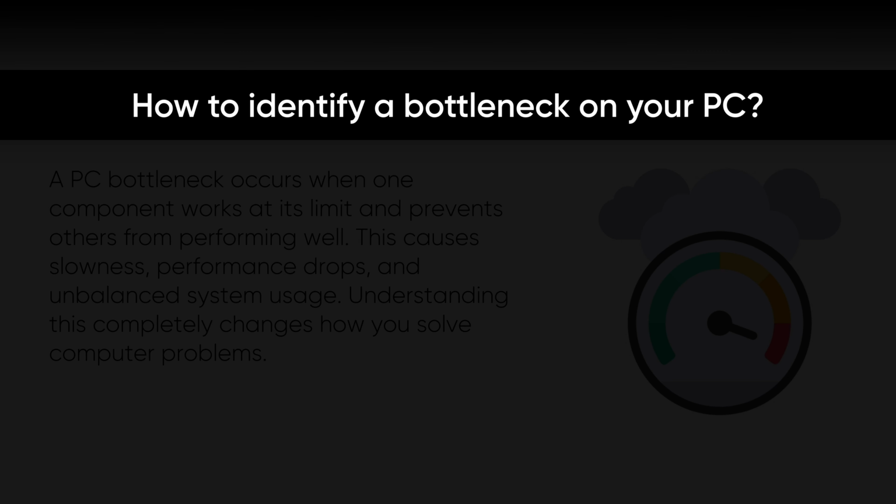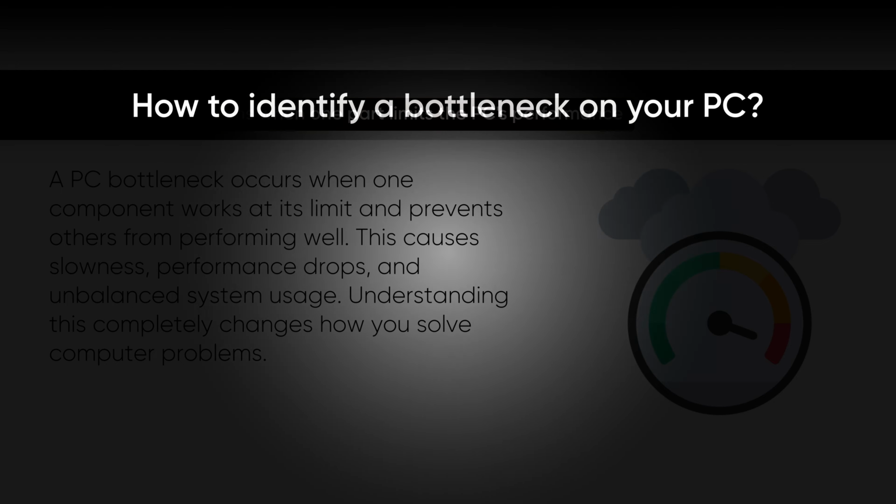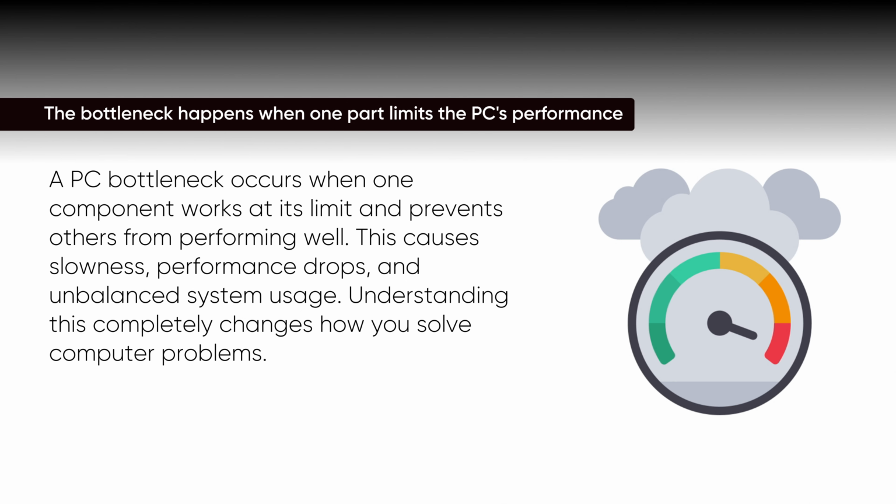How to identify a bottleneck on your PC. A PC bottleneck occurs when one component works at its limit and prevents others from performing well. This causes slowness, performance drops, and unbalanced system usage. Understanding this completely changes how you solve computer problems.